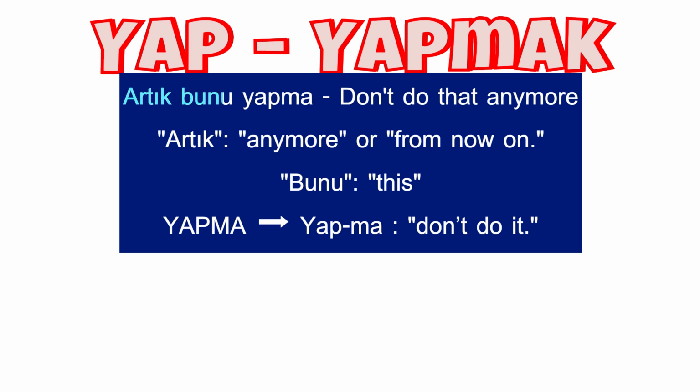Artık bunu yapma. This means don't do that anymore. This phrase is used to firmly tell someone to stop a certain behavior or action they've been repeating. Artık means anymore or from now on. It emphasizes that the action should cease permanently. Bunu means this, referring to the specific action being addressed. Yapma is the negative imperative form of yap, meaning don't do it.